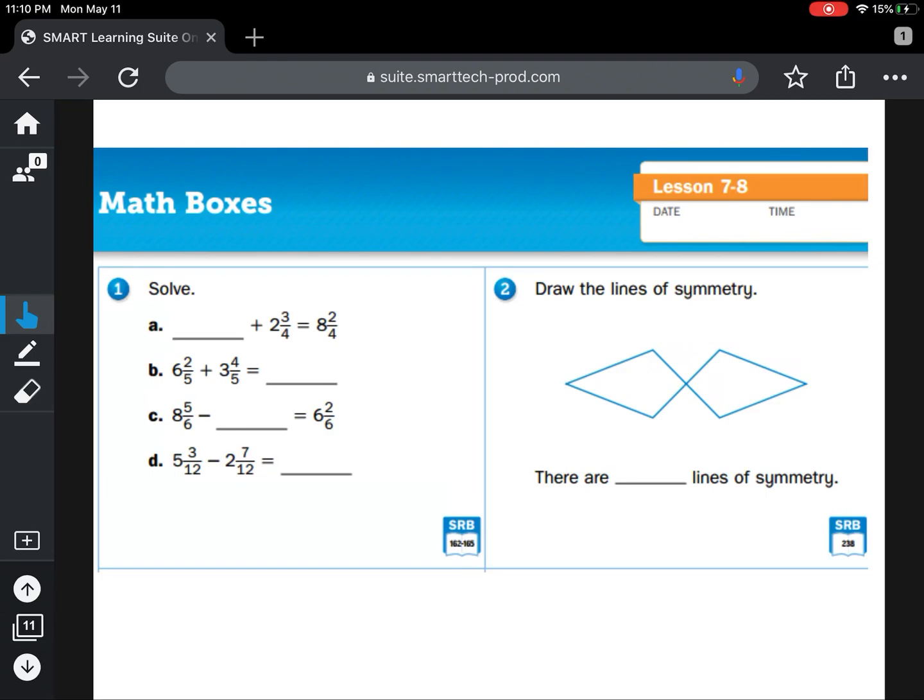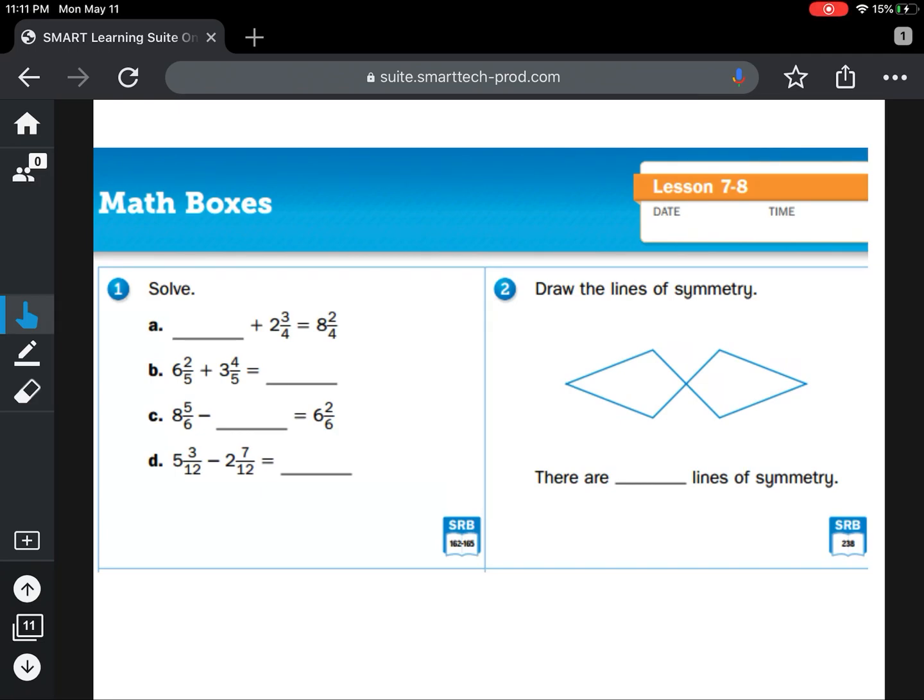All right, let's move on to part 3 of today's math lesson. Part 3 is all about math boxes for lesson 7-8. For math box number 1, you just need to fill in the blank. You're either finding the answer or a missing mixed number for your addition and subtraction number sentences.